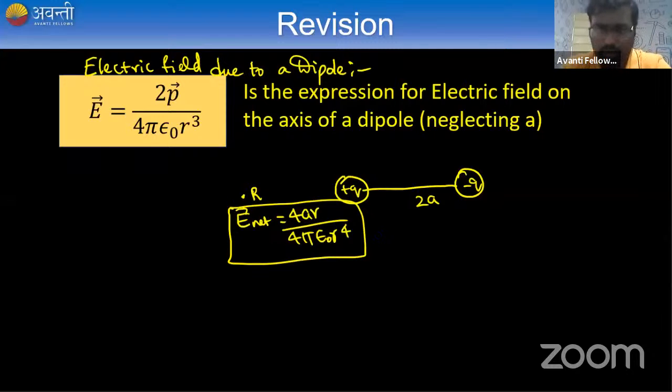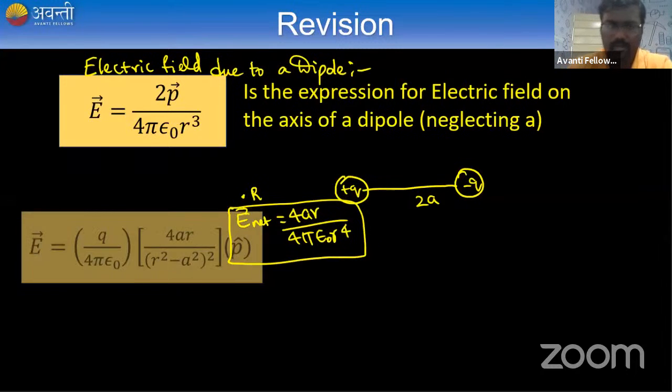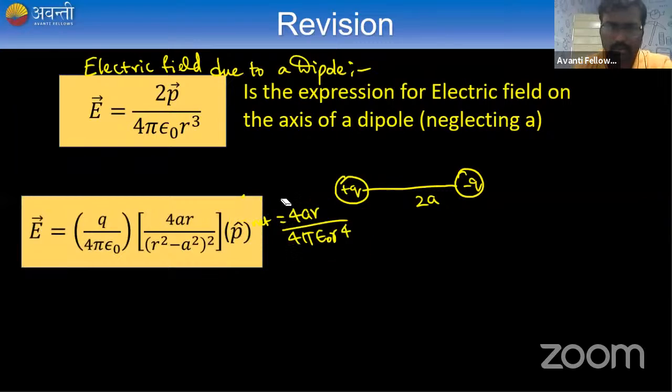So what was the expression without neglecting a? The expression without neglecting a was E equals q by 4 pi epsilon naught into 4ar by r square minus a square, where r was the distance from the point R to the midpoint of the dipole C.